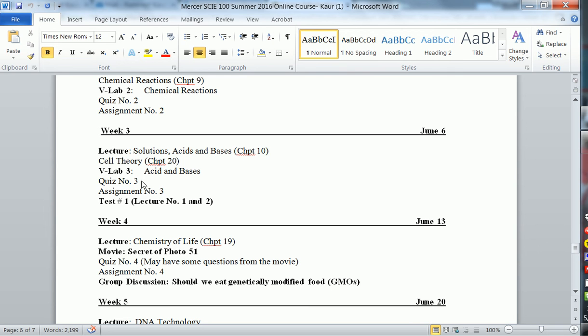The same thing, you will have quiz number 3, and also remember that in this week you will also have test number 1, and this test number 1 will be from the contents of lecture number 1 and 2. So here in week number 3 you have one additional thing, which is your test number 1. Assignment number 3 is submitted in the Dropbox. Here, for assignment number 3, you can pick any topic. You can talk about acids, you can talk about bases, or you can talk about cells.